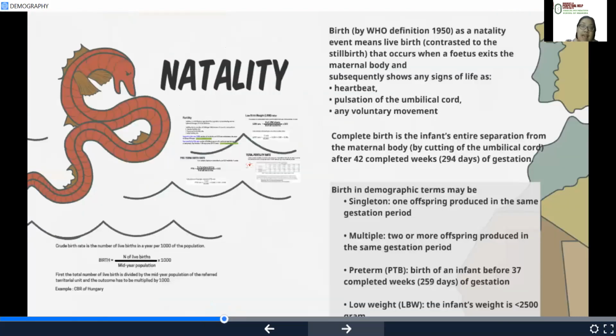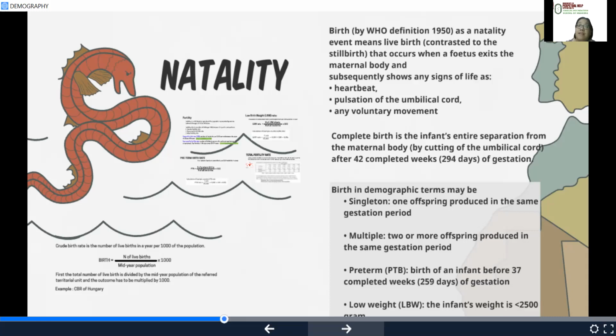So natality. So by definition, birth as a natality event means live birth contrasted to the stillbirth that occurs when a fetus exits the maternal body and subsequently shows any signs of life as heartbeat, pulsation, and voluntary movement.